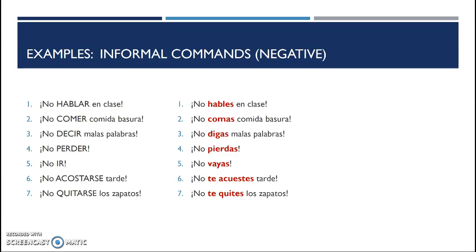Now 6 and 7 have the reflexive component. Remember, the se becomes te, and then we can deal with the verbs in our 3-step process. Acostarse becomes no te, and then acostar, acuesto, drop the o, acuestes. No te acuestes tarde. Quitarse, the se becomes te and bumps to the front, and quitar can run through the 3 steps. Quito, drop the o, quites. No te quites los zapatos.